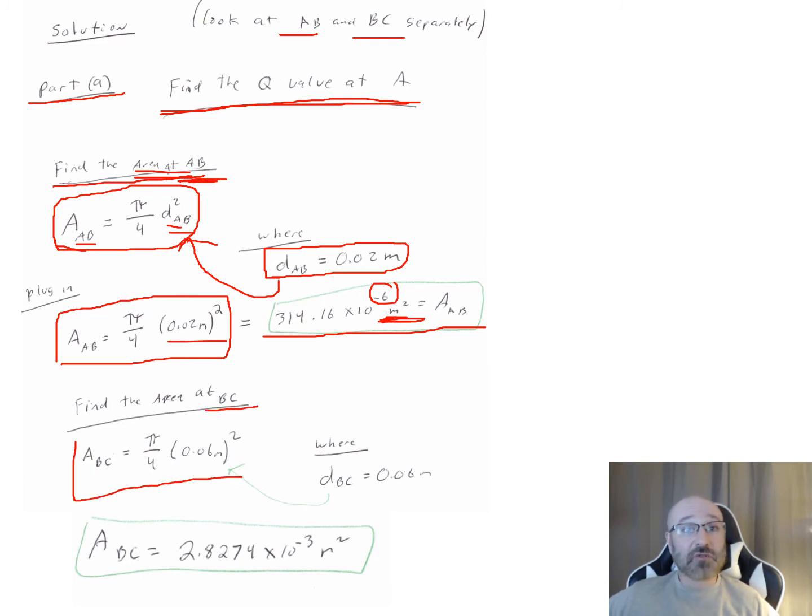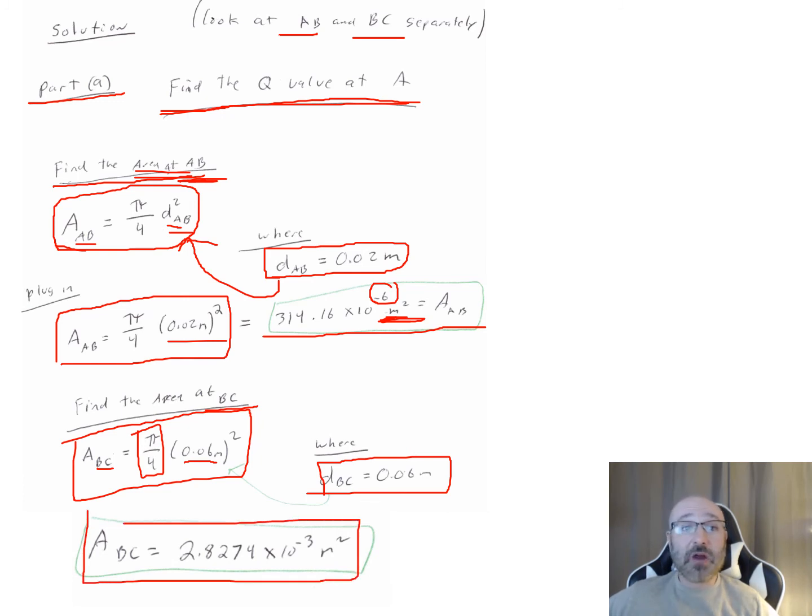I use the same equation right here. Now for my area of BC, you can note my indices there. The area of BC is equal to pi over 4 times 0.06, which is my diameter given to me in meters for member BC, squared. Plug that in and solve it. I find that my area for member BC is equal to 2.8274 times 10 to the negative third, again in units of meters squared.